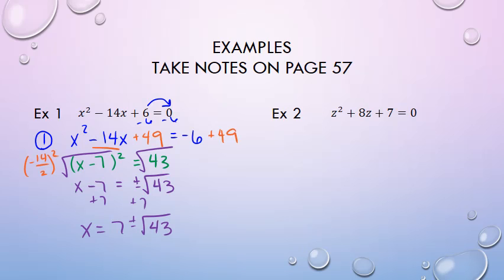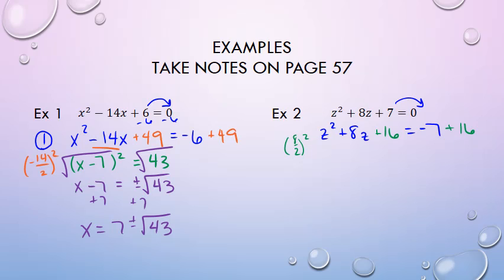Okay, let's try another one. Again, the first step is to isolate the a and the b, move that 7 to the other side, which makes it negative because I have to subtract it from both sides. Now we're going to take the b, cut it in half, and square it. That gives me 4 squared is 16. I'm going to add 16 to both sides.